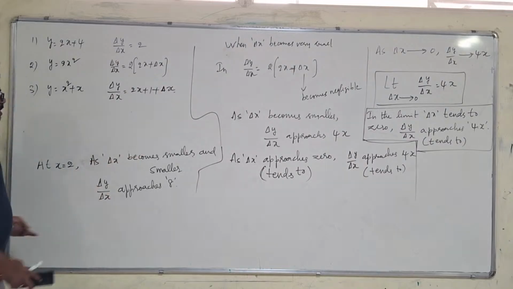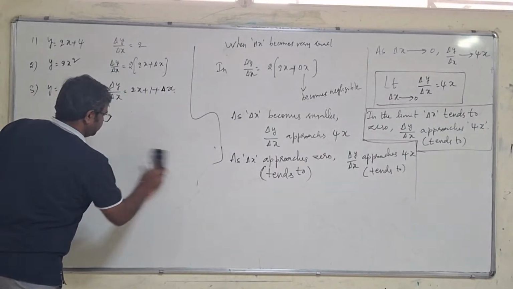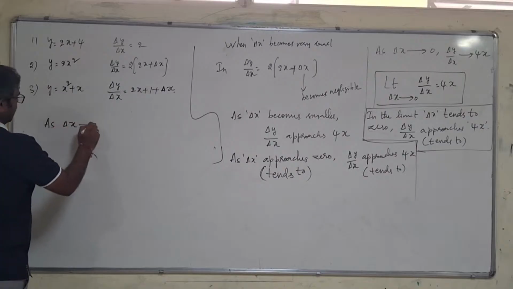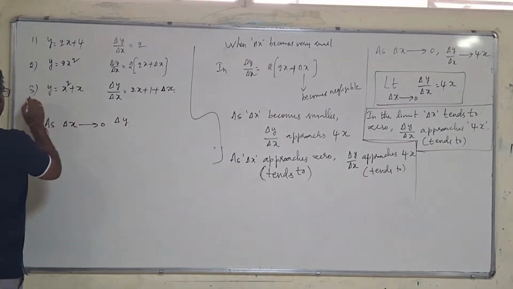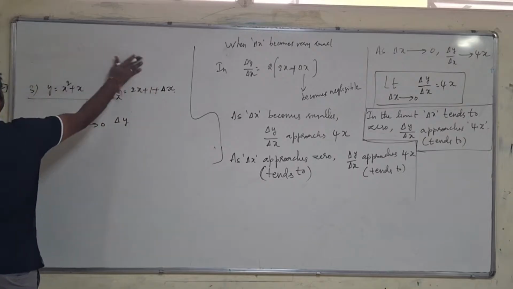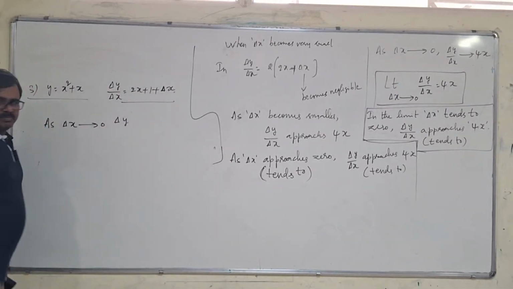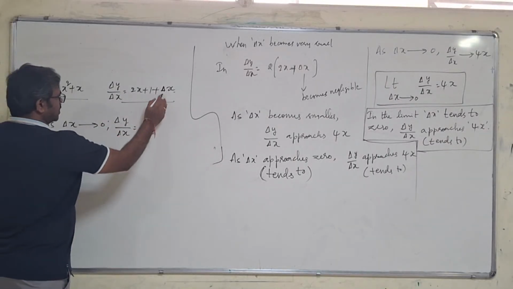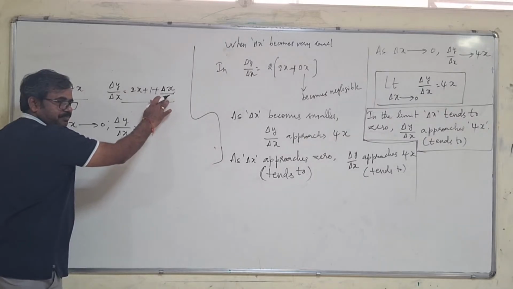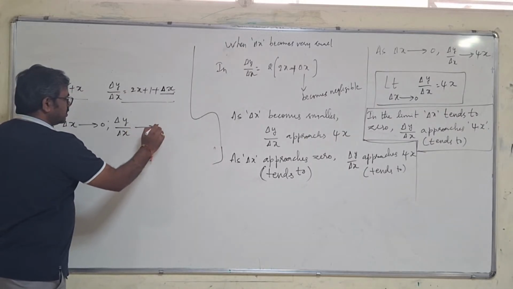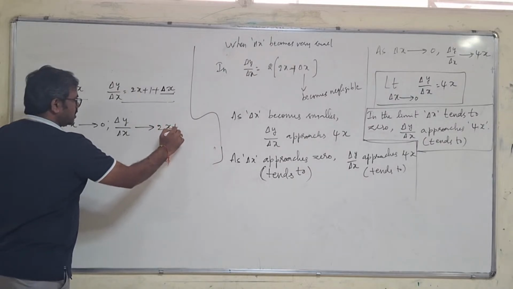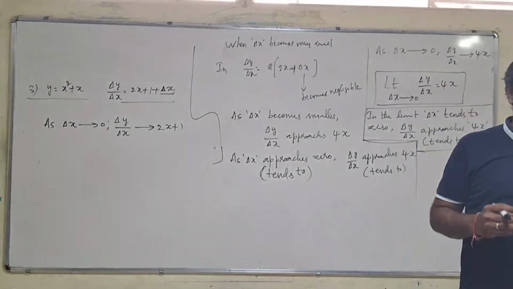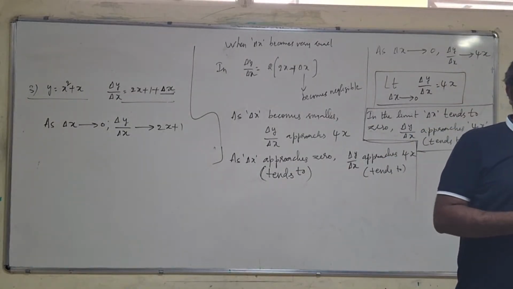Now, in this function, tell me, as delta x approaches 0, as delta x tends to 0, take this example only. As delta x tends to 0, what would you get? Delta y by delta x equal to, this becomes negligible. Delta y by delta x becomes approximately equal to 2x plus 1. In other words, as delta x approaches 0, delta y by delta x approaches 2x plus 1.